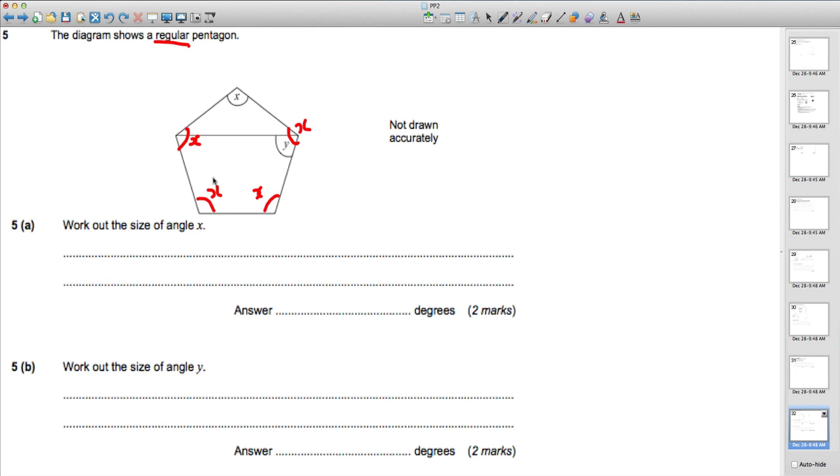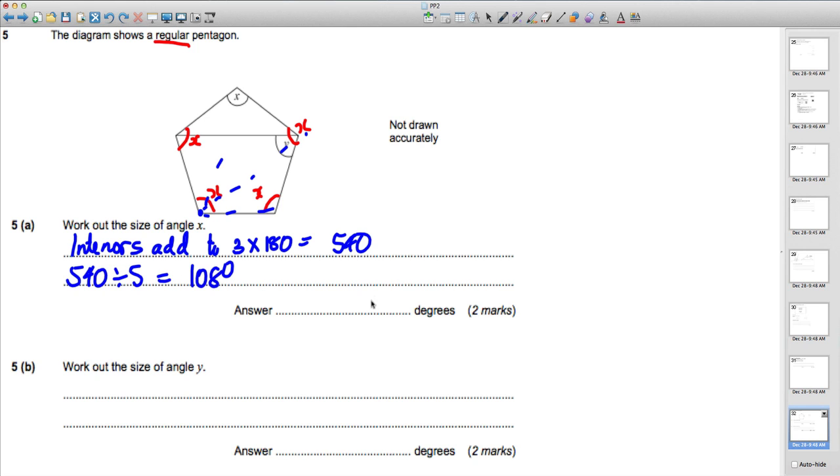Well, you know that inside a pentagon, there are two ways of doing this actually. Firstly, it's a regular pentagon, so you pick one side, draw lines to all the other corners, and you've got yourself 1, 2, 3 triangles. So the interiors add to 3 times 180, because there's 3 triangles, which is 540. And if each one's the same, because it's regular, 540 divided by 5 would be equal to 108 degrees. So the answer is 108 degrees. Okay, that's one way of doing it.